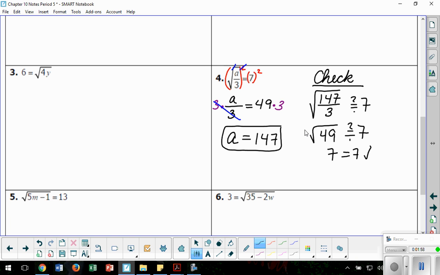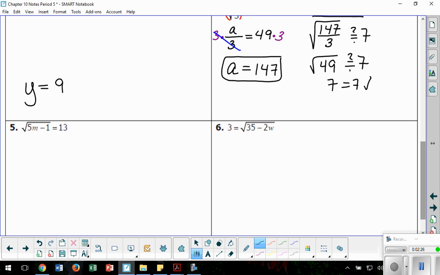It doesn't always have to work. It could be an extraneous case. So you have to check it to make sure it works. All of these on this page work. So for 3, y ends up being 9. If you want to go and check it, do some work. If we have time, we'll come back to it.